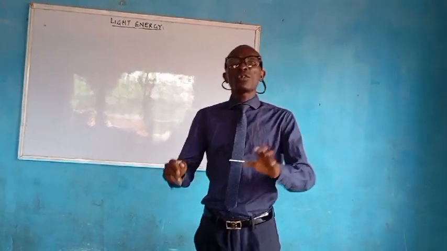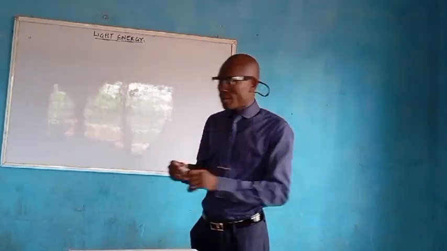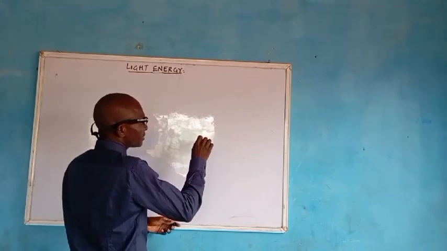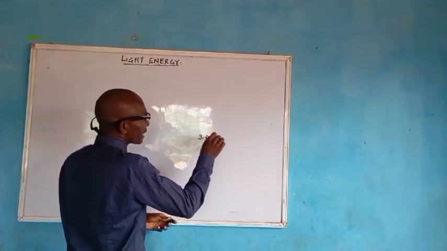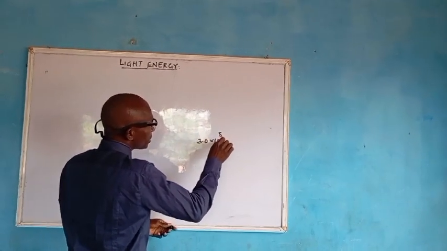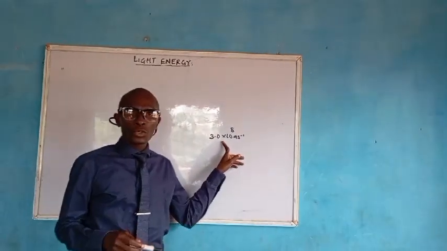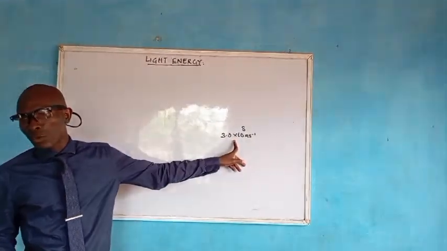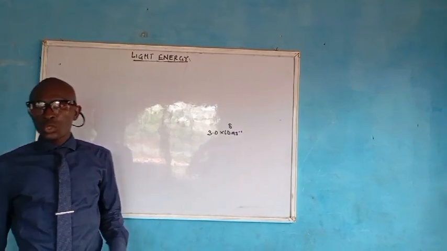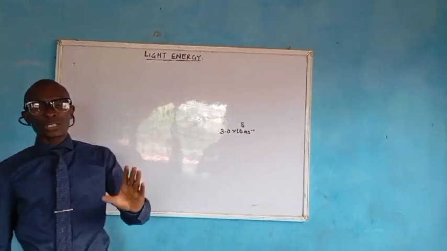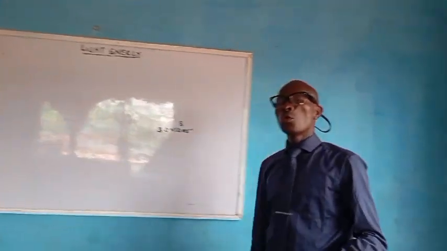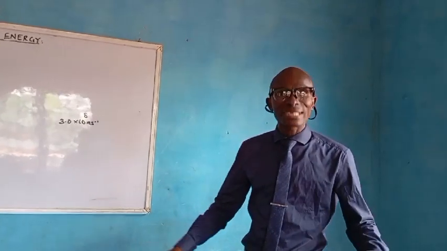The speed of light in air is 3.0 times 10 raised to the power 8 meters per second. This is the speed of light in air. So when you are talking about the speed of light in what? In air. So we must know that light on its own, listen to me, we have sources of light.